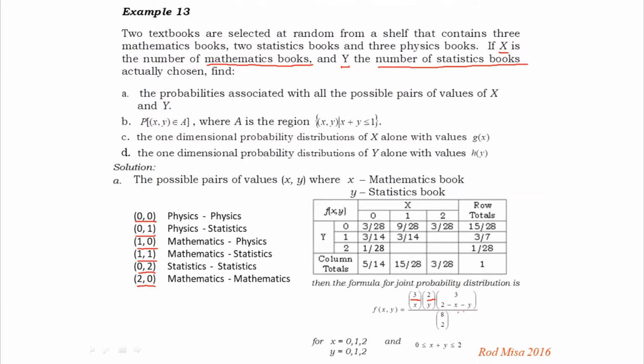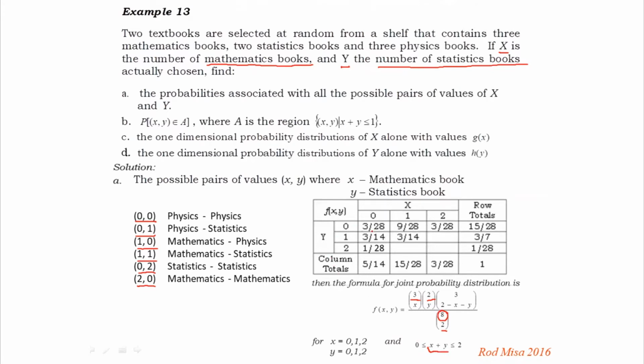And this will be divided by the combination of 8 taken 2 at a time, because all in all there are 8 books here, and you must choose 2 books at a time. And take note that the sum of x and y must not be greater than 2, since you will be choosing 2 books at a time here.